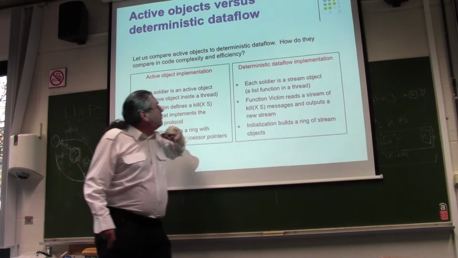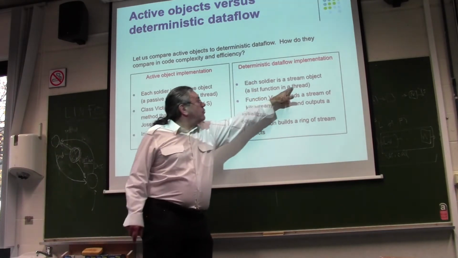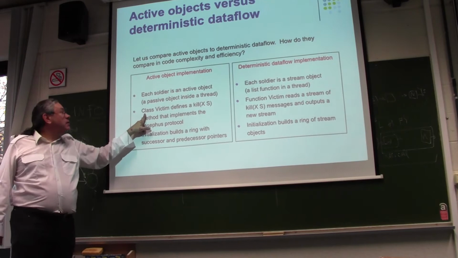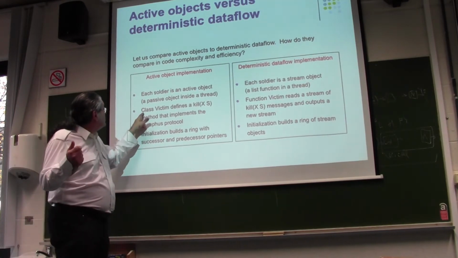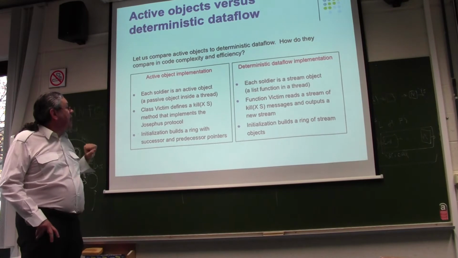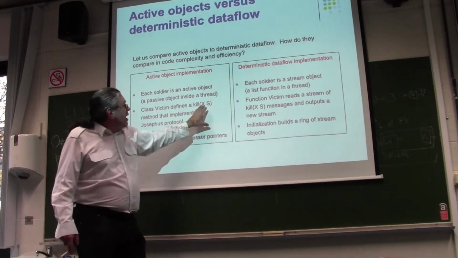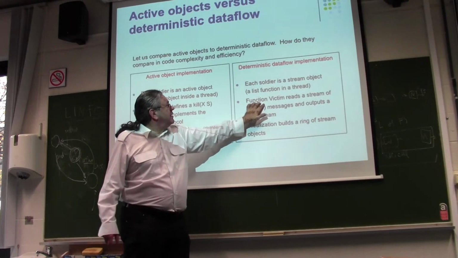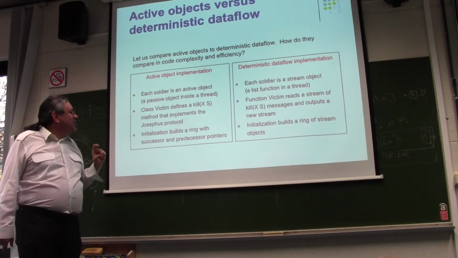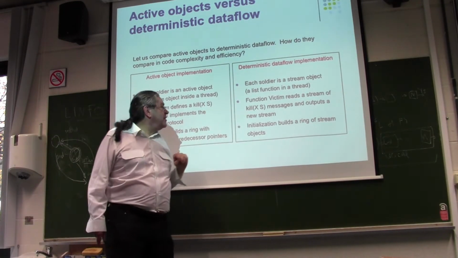And here on the deterministic data flow side, each soldier is a stream object, so it's just a list function. It's a function that reads a list and returns a list in a thread. So those are the two ways of modeling soldiers. Here on the left we have a class, like in Java, with slightly different syntax, but this is how you would do it. So in a language with active objects, you would do something like a class, and you have a kill method, and the method implements the Josephus protocol. But on the other side, you don't have a class, you have a function that reads a stream and outputs a new stream. And it has a case statement. So you notice that the methods here kind of correspond to the case statement here.